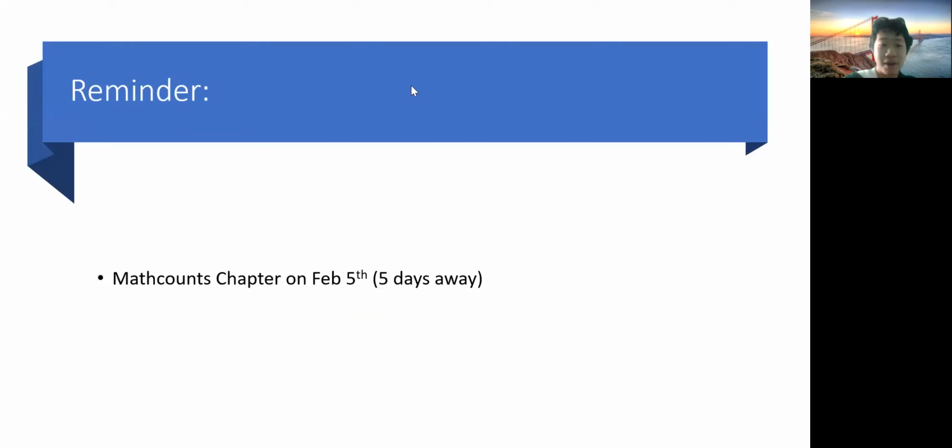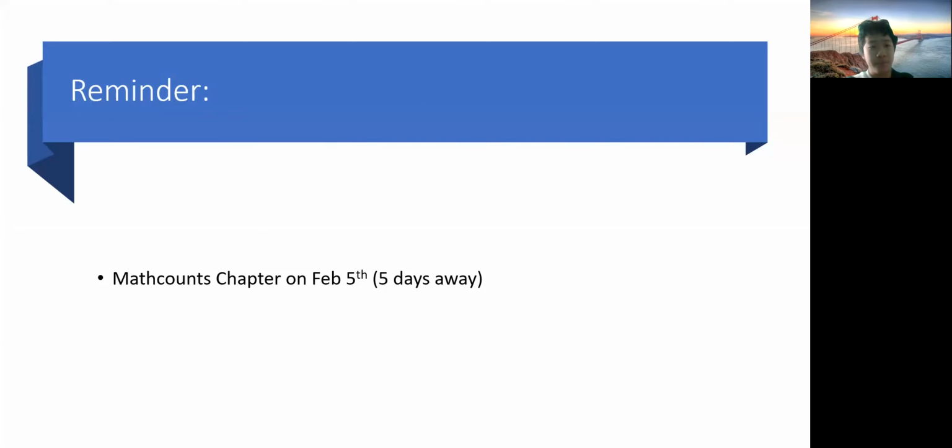Just a reminder that Mathcounts chapter is on February 5th, which is only 5 days away. So what this means is that in these 5 days, you've got to plan out what you want to do. You've got to make sure that you know all your formulas. You have to memorize them, but you also have to know where and how you can use them. You have to look at a problem and know which formulas you have to use. That's really important.